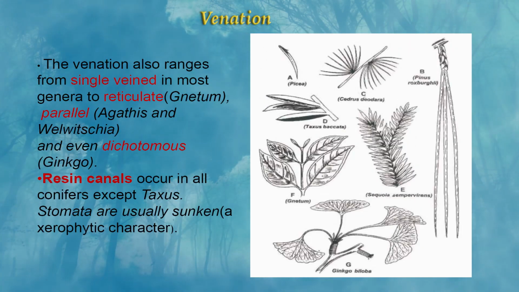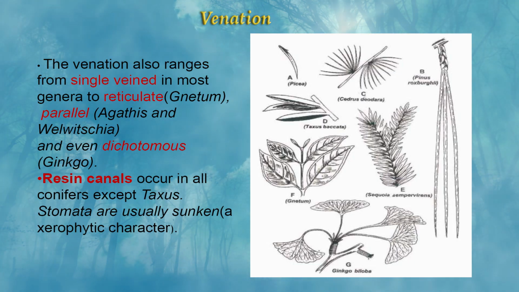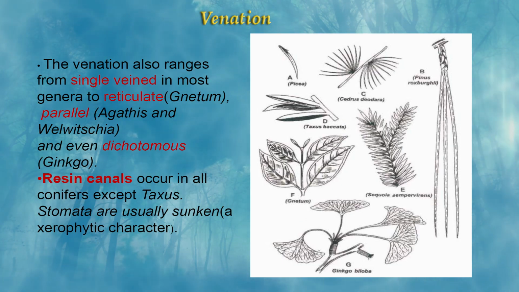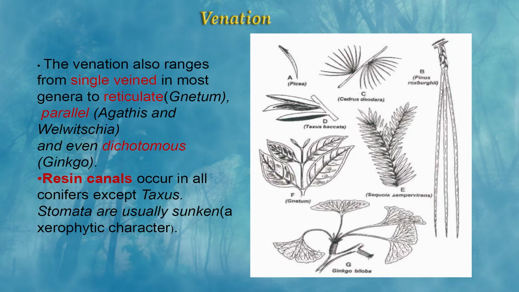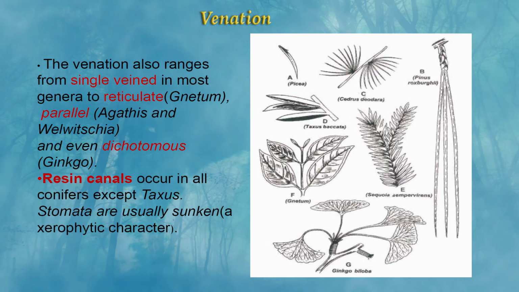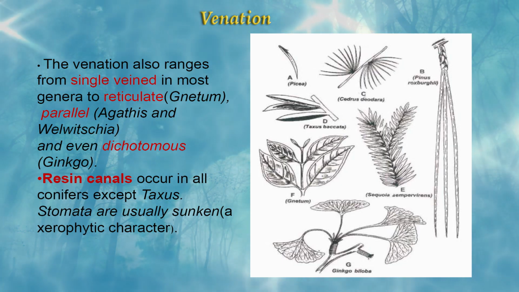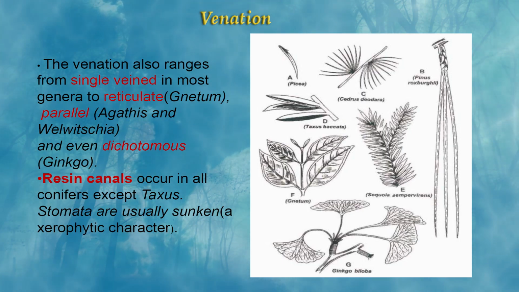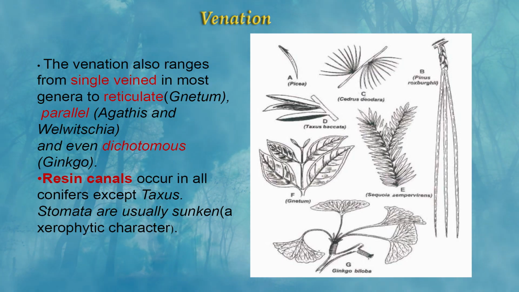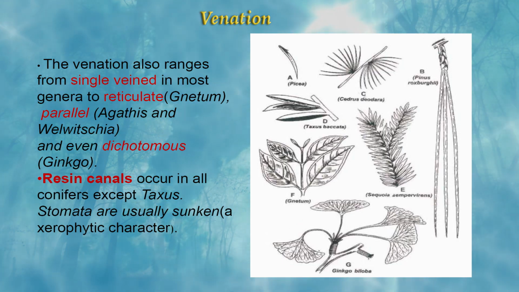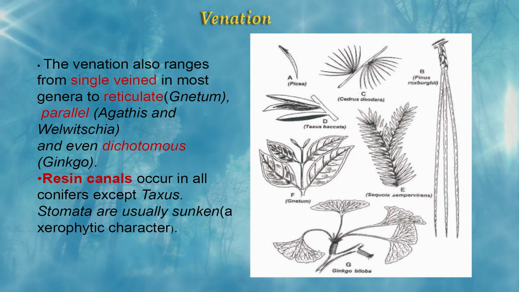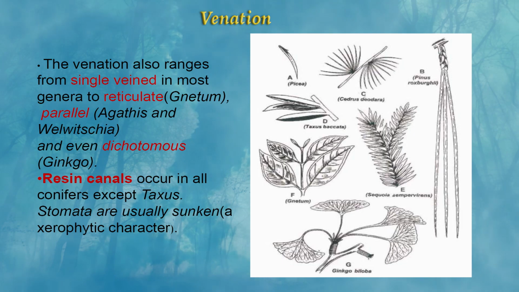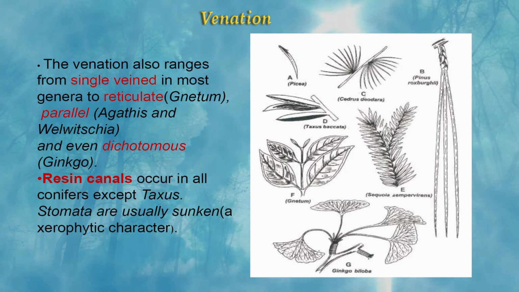Venation. Likewise, their leaves have different shapes, and they also have lots of venation. It is reticulate in Gnetum, or you can find parallel in Welwitschia, and dichotomous in Ginkgo. So, there is a lot of variation in the venation, and resin canals are also found in all the Coniferae, the order Coniferae, except Taxus, where stomata are sunken. This is also a very xerophytic character.